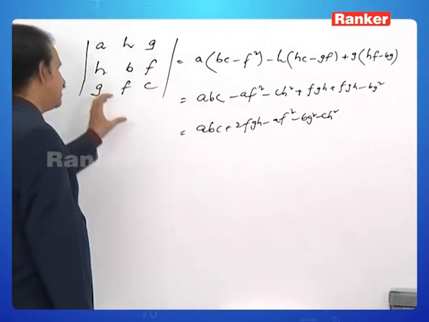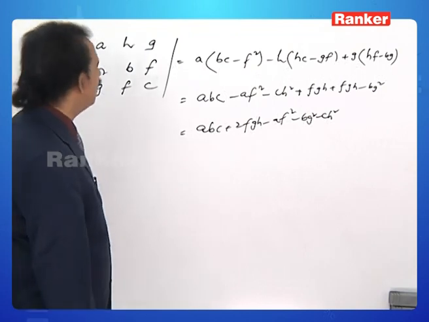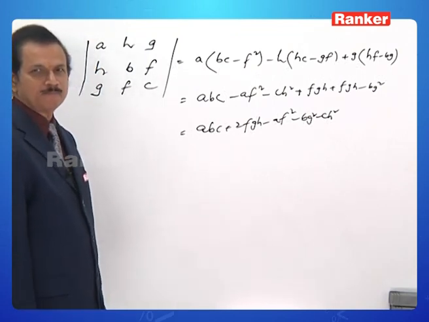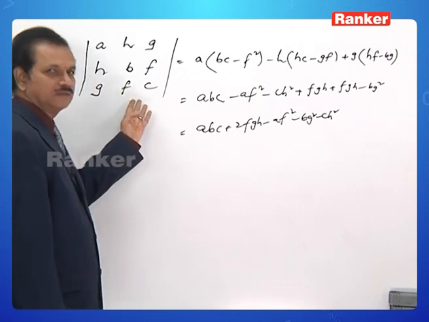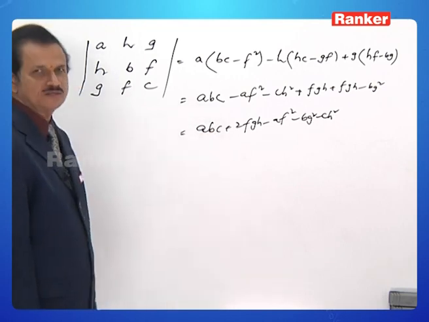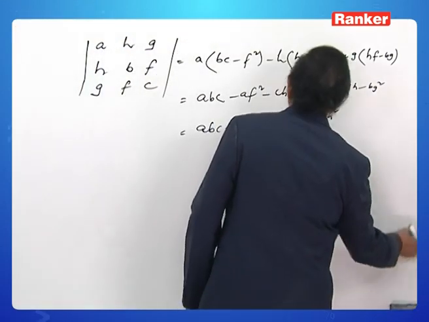Simply by looking at that determinant, you must be able to recollect this step: ABC plus 2FGH minus AF square minus BG square minus CH square. Isn't it? Simply by looking at it, you must be able to recollect this determinant. Well done. One more, some standard determinant.